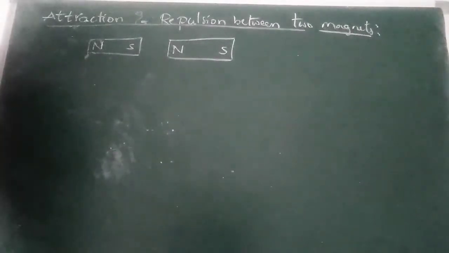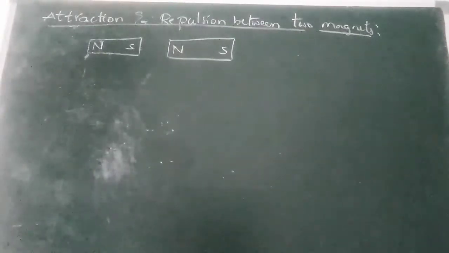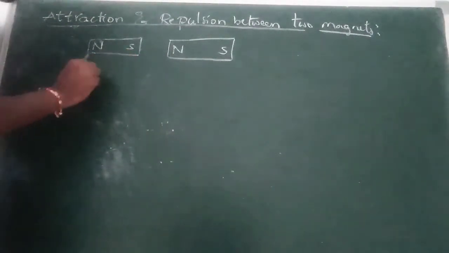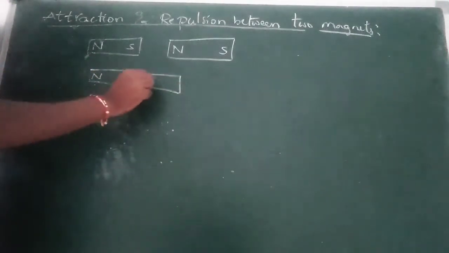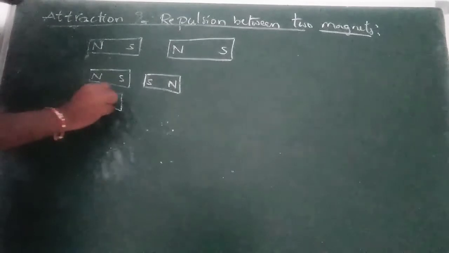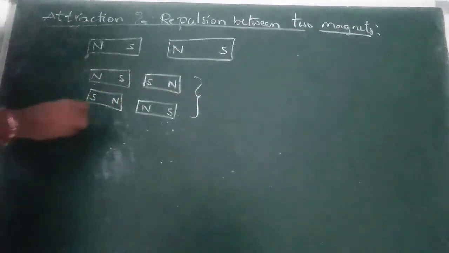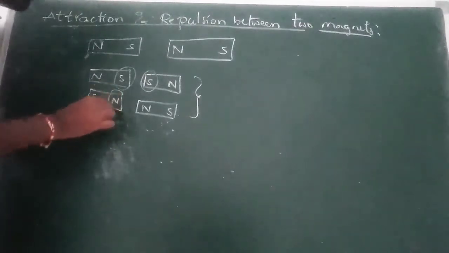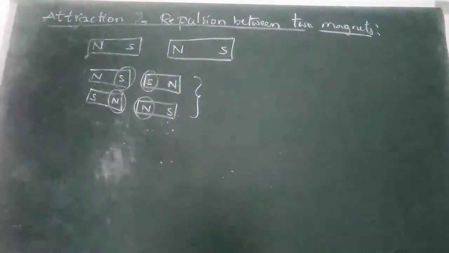Remember, children, the first property of a magnet is that it has attracting properties, and we should also know what happens when we place the same poles of bar magnets nearby each other. If you observe, here it is south pole and here it is also south pole, here it is north pole and here it is also north pole. These are same poles, right?